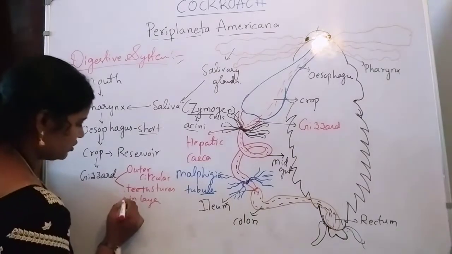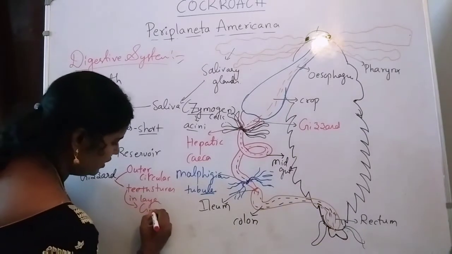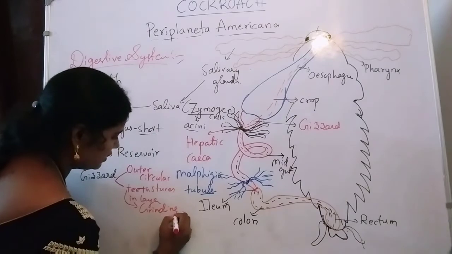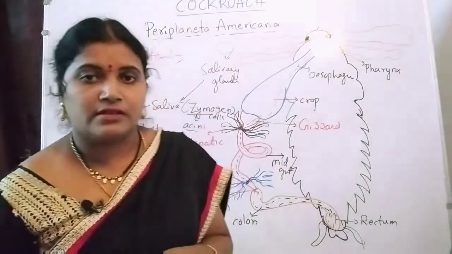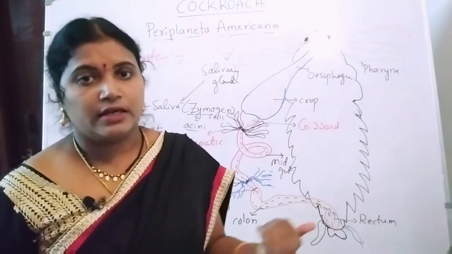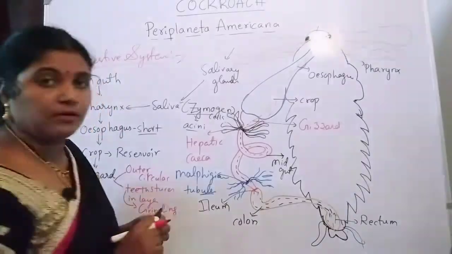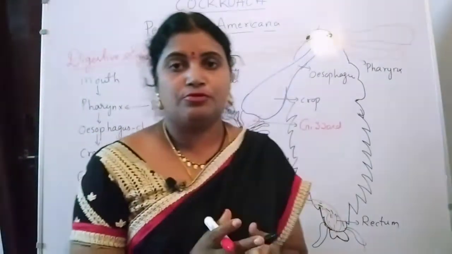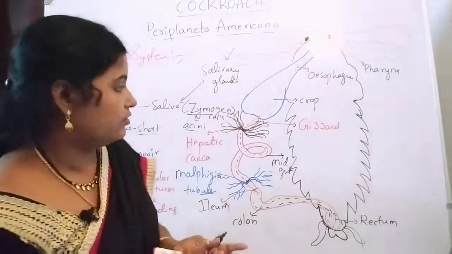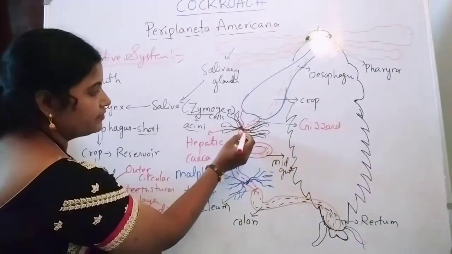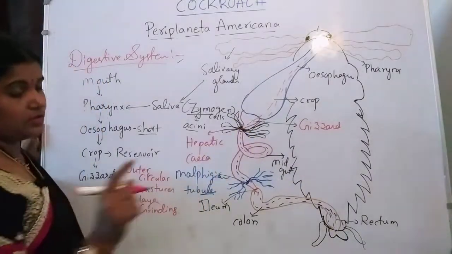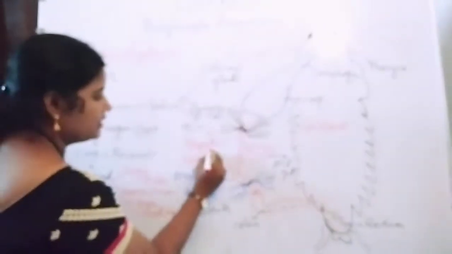So these teeth-like structures are responsible for grinding. They are present in the inner layers, and those inner layers are responsible for the grinding purpose. After grinding, after breakdown of the complex food molecules into simple food molecules, the gizzard is going to be connected with the 8. So here, 4 pairs of hepatic caeca.